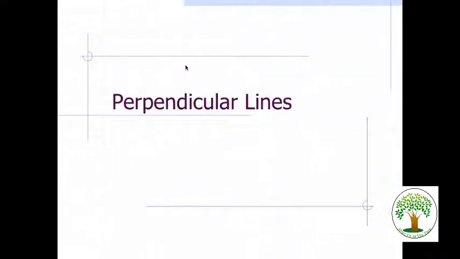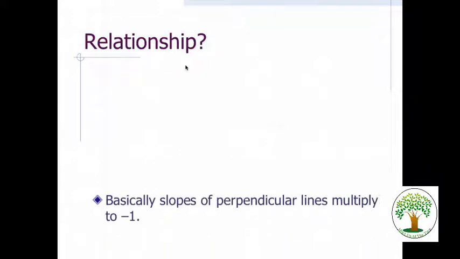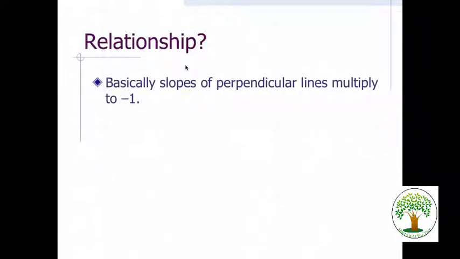Let's talk about perpendicular lines. We're going to figure out the relationship. We know that parallel lines have the same slope. Let's talk about perpendicular ones. What relationship do they have? And I'm going to just tell you outright. And I think you have a place to fill in the blanks there. Basically, slopes of perpendicular lines multiply to equal -1. I'll let you fill in the blank for that.